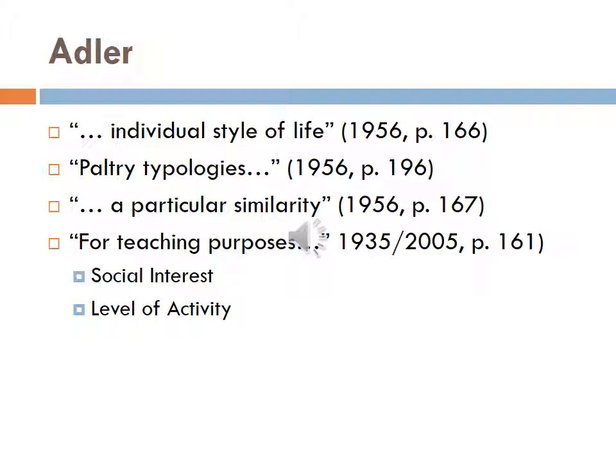He also acknowledged the usefulness of typologies in teaching and the benefits of pointing out similarities in various styles of living. With these qualifiers in mind, he proposed 4 different types: ruling, getting, avoiding, and socially useful, and discussed them in terms of different amounts of social interest and degree of activity, creating a 2x2 box.